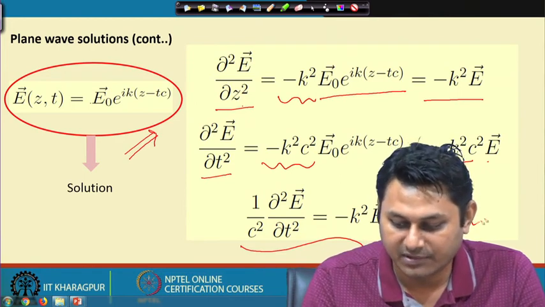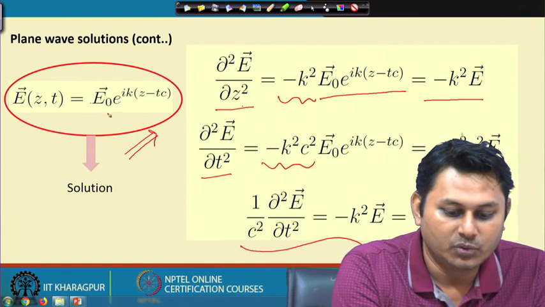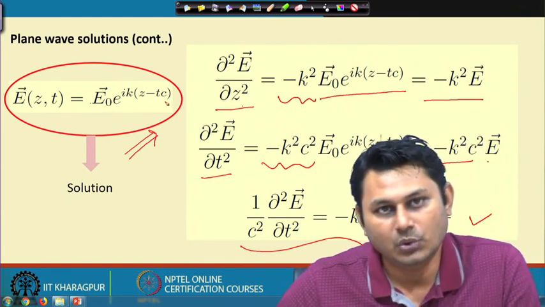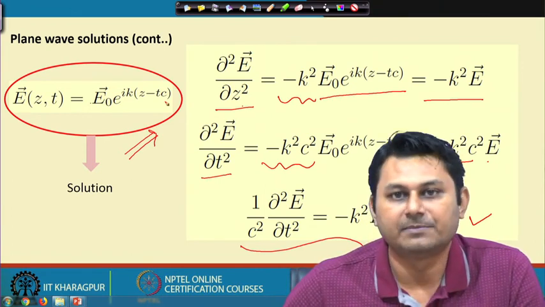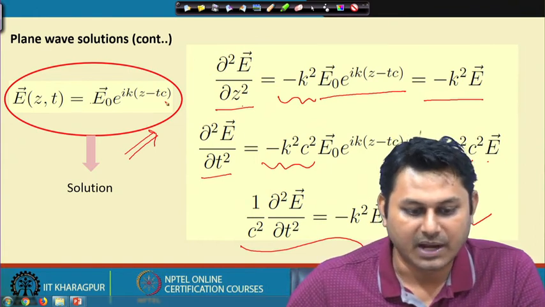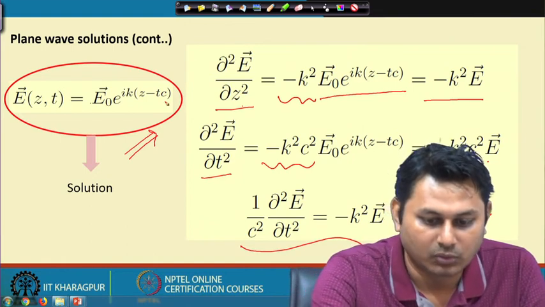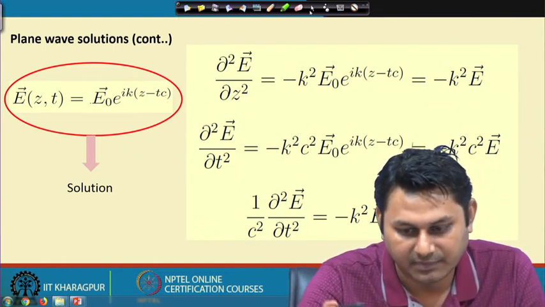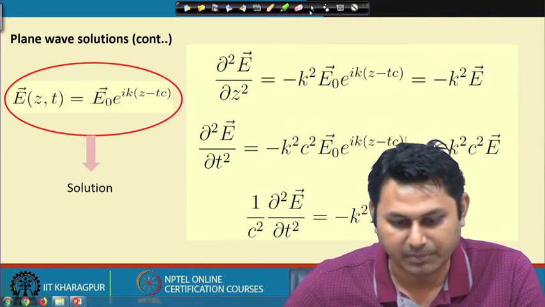So, with this simple treatment we can say that E is equal to E 0 e to the power i (k z minus c t) is a solution of Maxwell's wave equation. This solution is called the plane wave solution. Since it is a plane wave solution, that means some kind of plane is associated with it. So, we need to know what a plane is and how it arises. In the next slide we will learn more about the plane wave, what is the meaning of plane wave.